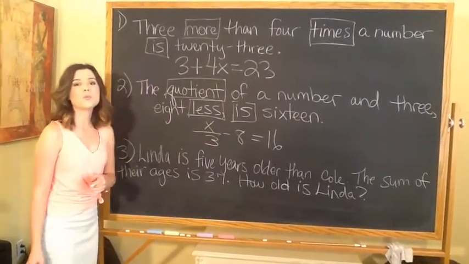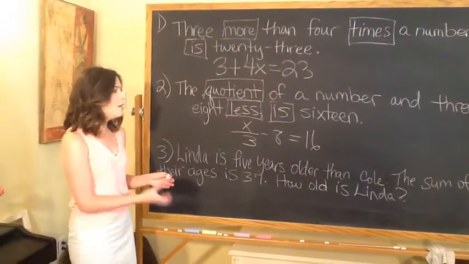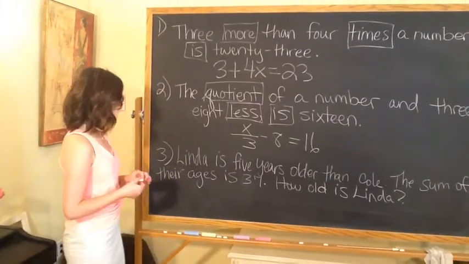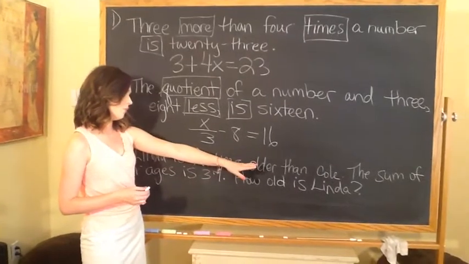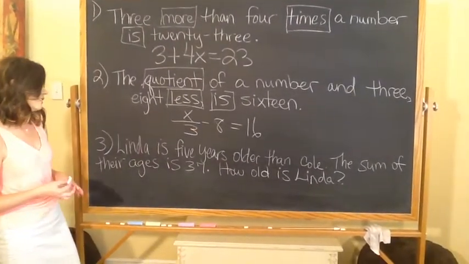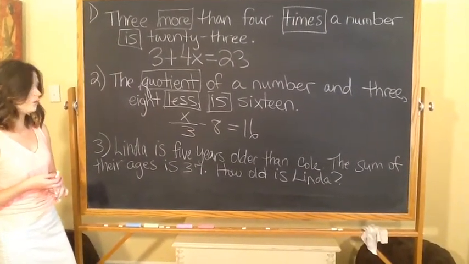Alright, this last one is a word problem, so we're going to have to kind of pick out the equation a little bit. So it says Linda is 5 years older than Cole. The sum of their ages is 37. How old is Linda?